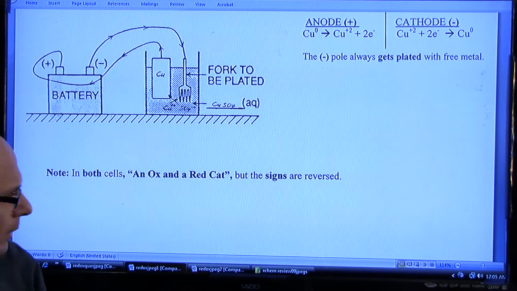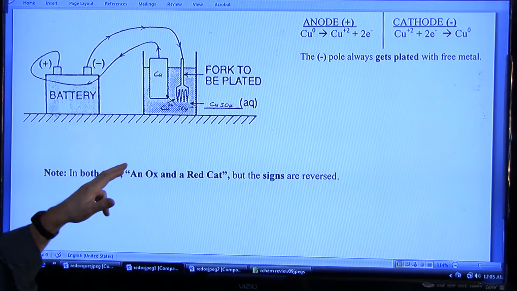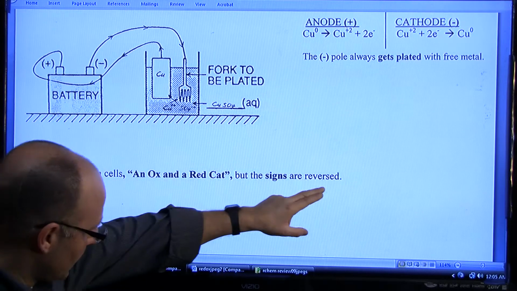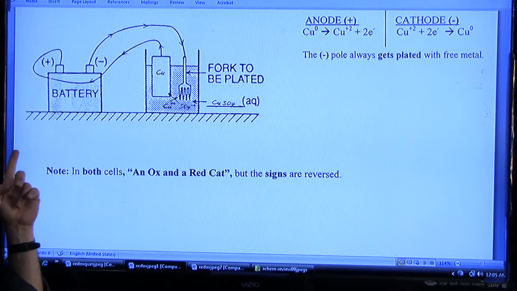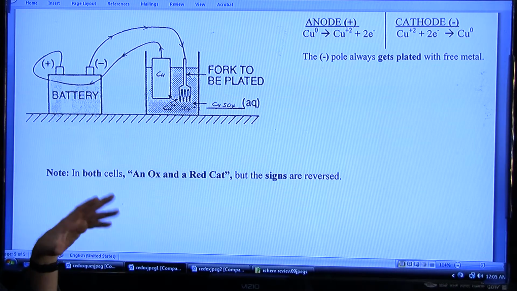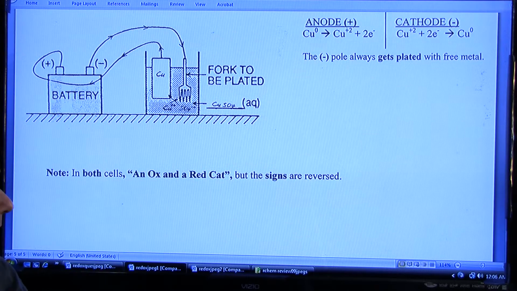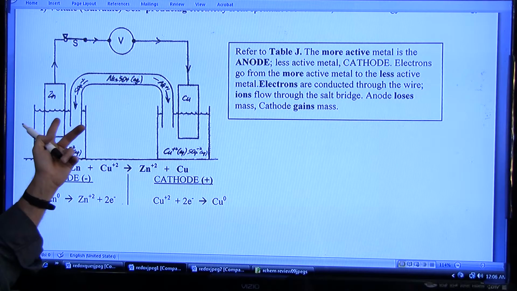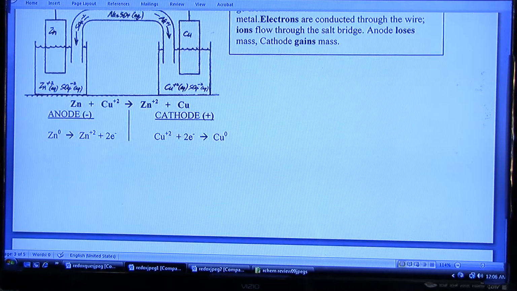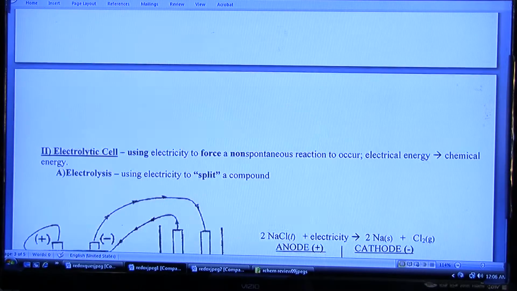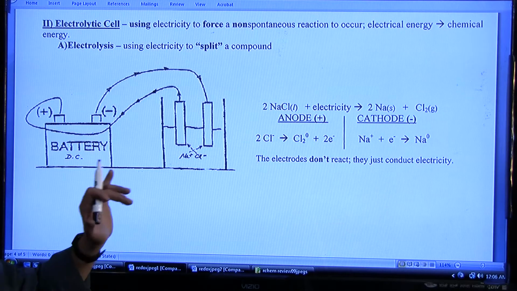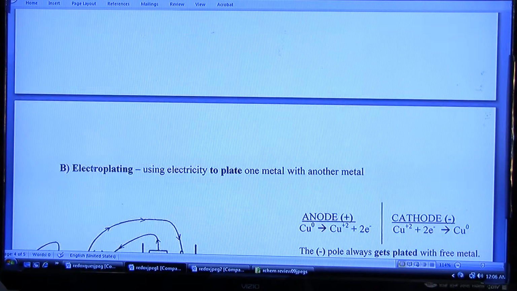gets plated. Now, another thing you want to note here, in both of these cells, it is an ox and a red cat. It is anode oxidation, cathode reduction, except the signs are reversed. So in the voltaic cell, look up above, look at your notes, the negative electrode in the voltaic cell is the zinc, the more active metal, which is the anode. But in the electrolytic cell, the negative electrode, where in this case reduction is going on, is the cathode. So it's an ox and a red cat.